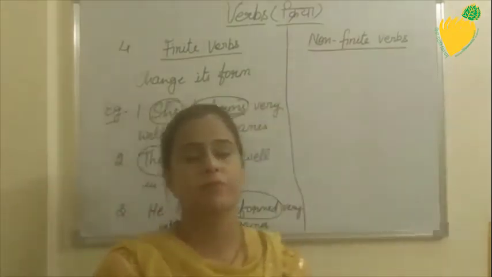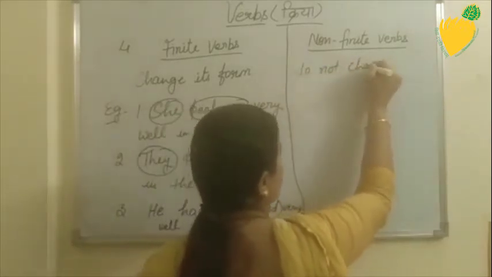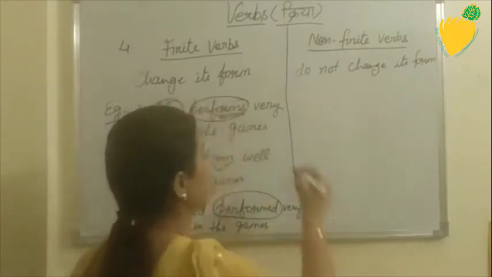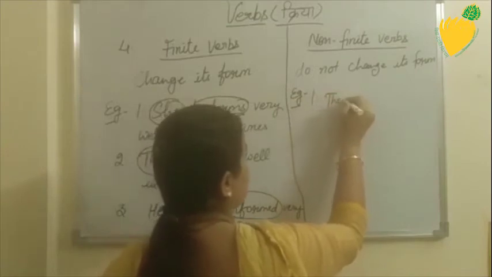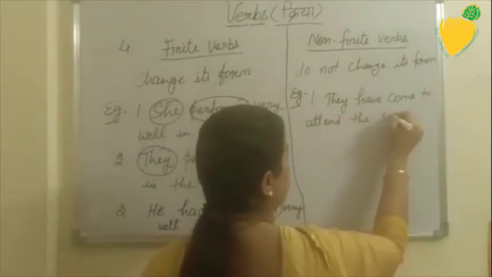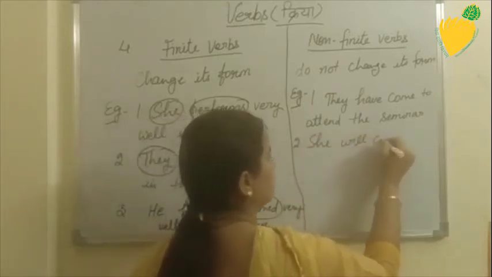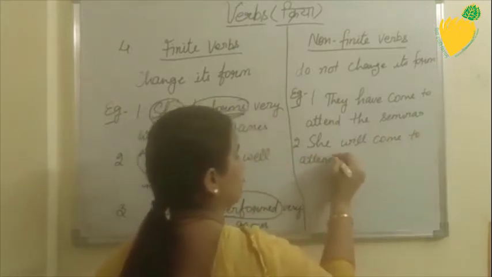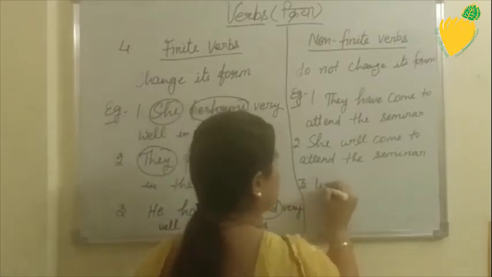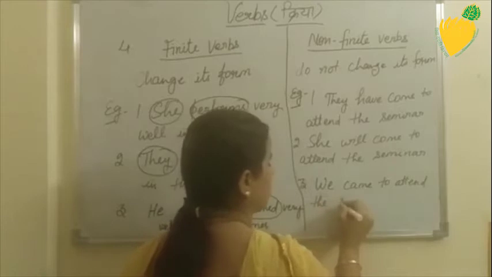Next is non-finite verbs. Non-finite verbs are the verbs which do not change their form according to the subject or tense. Look at the examples. They have come to attend the seminar. Next example is, she will come to attend the seminar. Next example is, we came to attend the seminar.